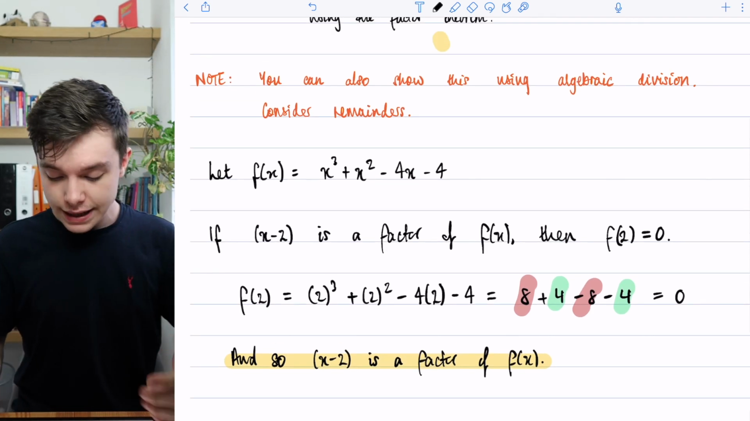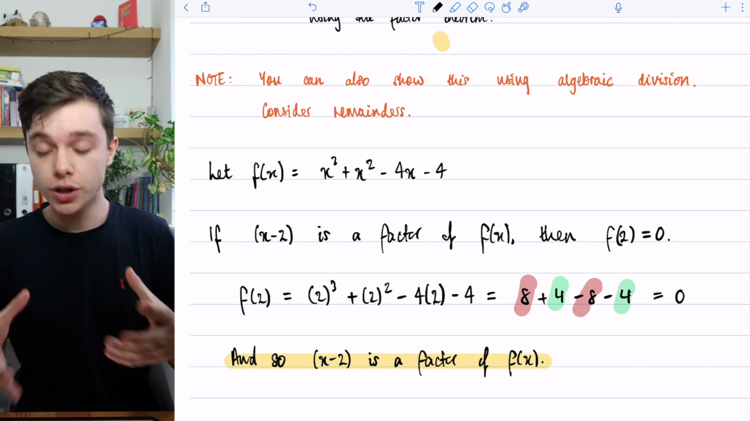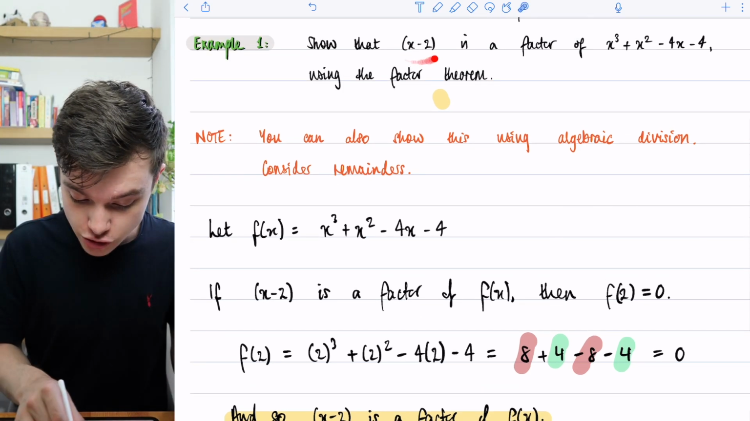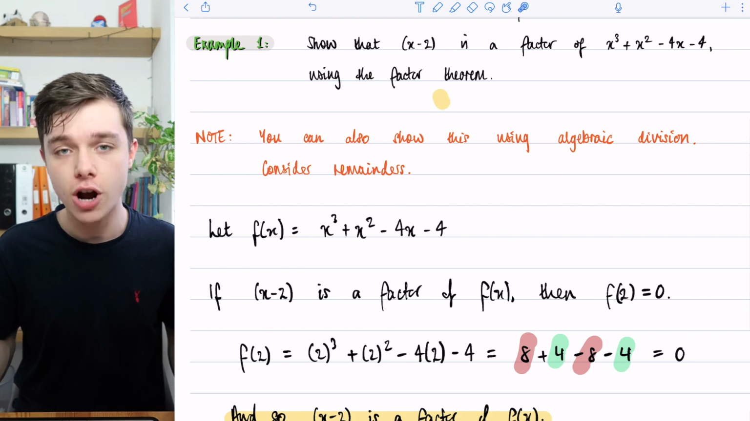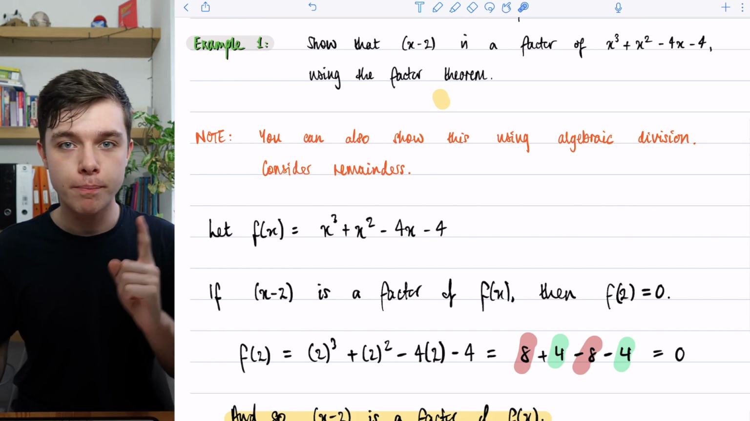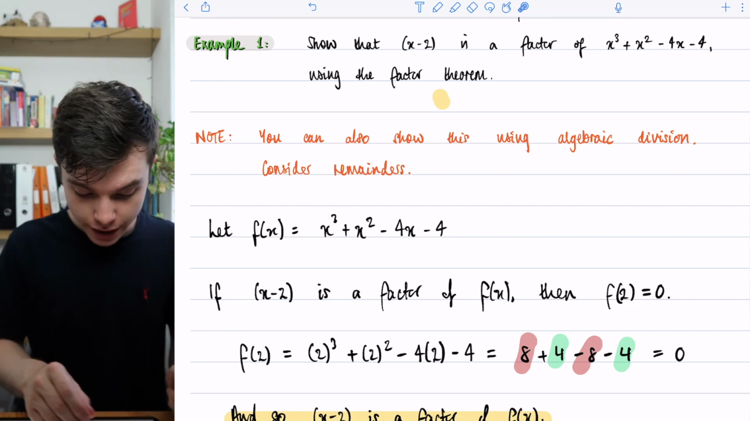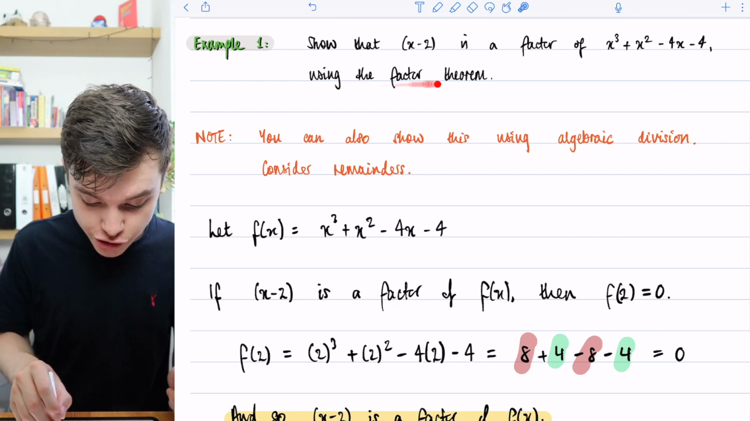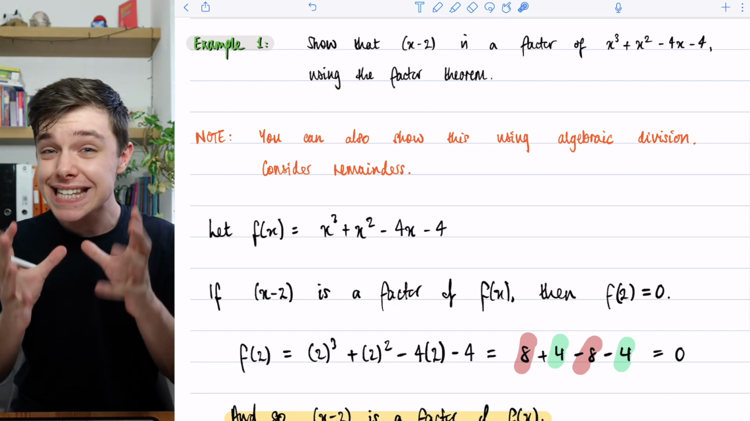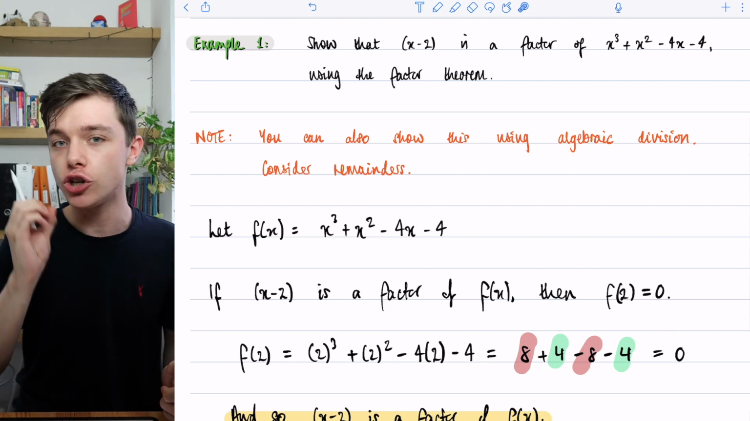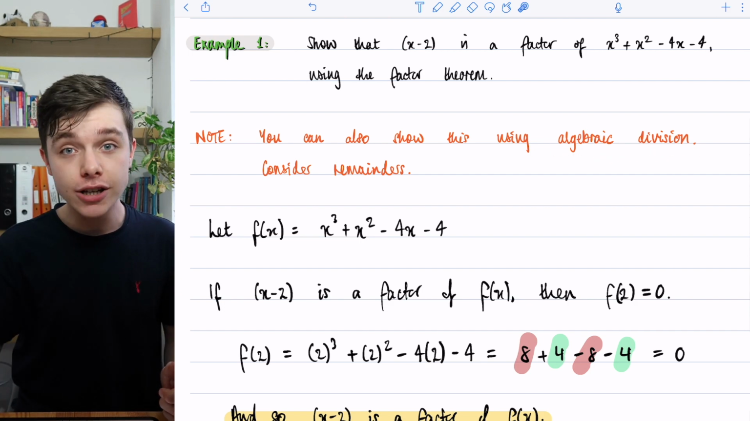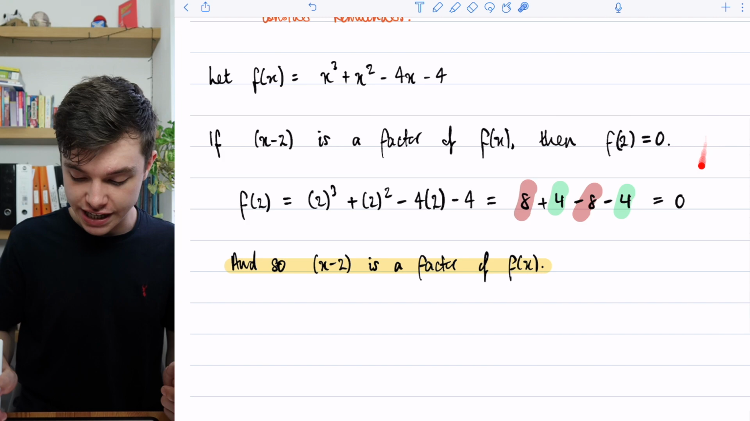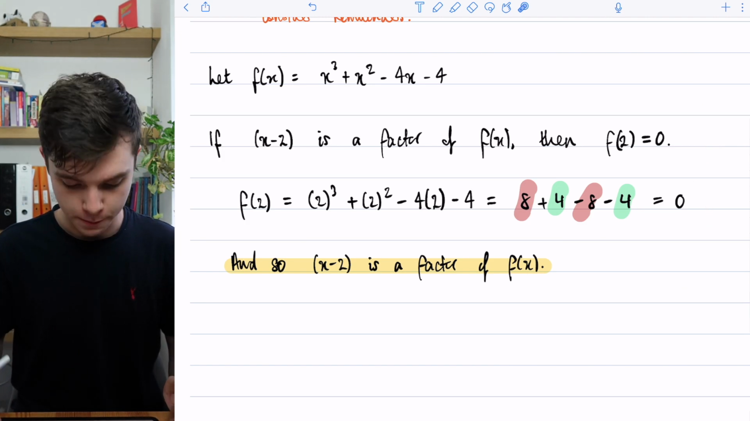So if, like I said, you did algebraic division, you would have just divided x minus 2 into this polynomial and got a remainder of 0. But at A level, do be careful, because just like here, we were asked to use the factor theorem. So in an exam, if you did algebraic division, you wouldn't get the marks. You just can use algebraic division. We just needed to do it by the factor theorem though.